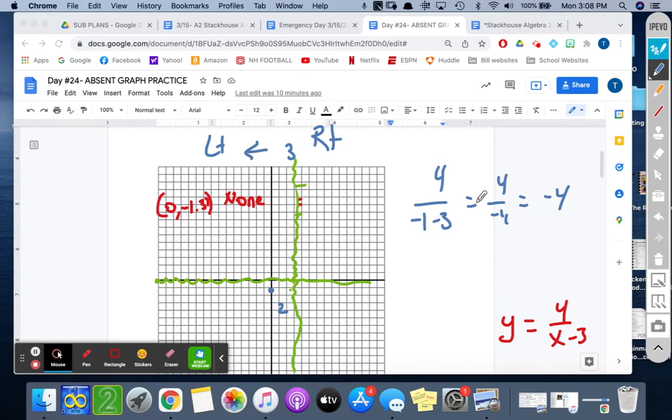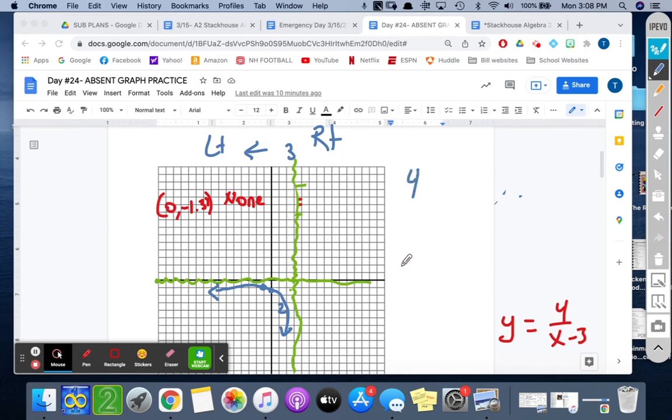Doing this division comes out to be negative 1. So I go to negative 1 and down 1, and it's going to be slightly above that dot. Now I have enough to connect my dots, approach the line but never touch, and get really close. So that's the left side. Now let me erase this.